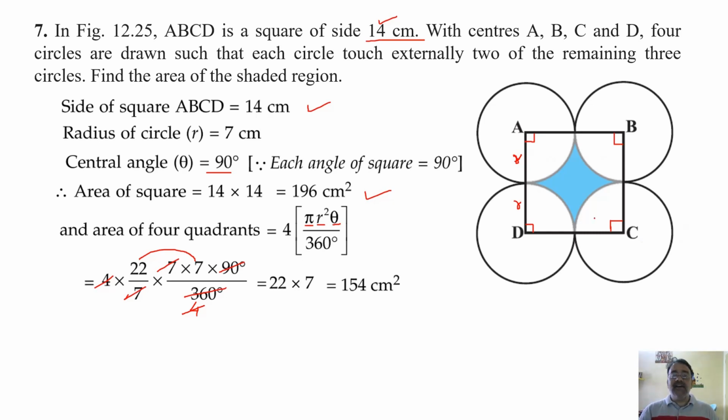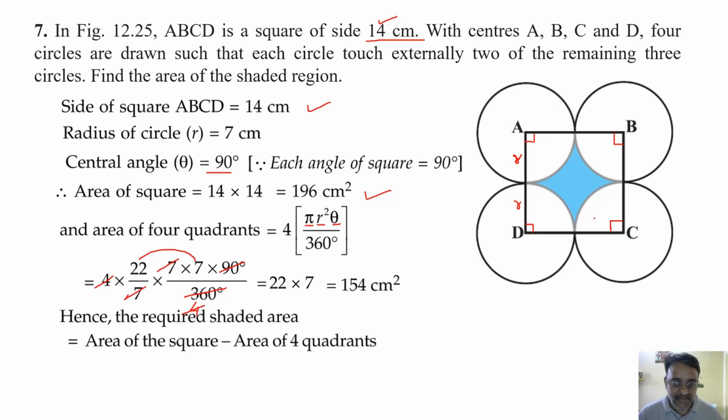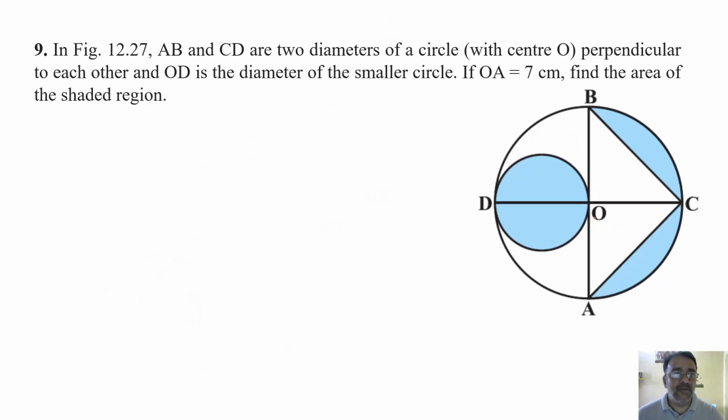So ये पूरे स्क्वायर में अगर हम लोग क्वाड्रेंट पूरा minus करते हैं तो we will get the shaded area. Okay, so area of shaded region will be equals to area of square minus area of 4 quadrants. That is 196 minus 154. So if you subtract, you will get 42 centimeter square. Right. Any doubt in this question? No, sir. Okay, now we'll move towards question number 9.